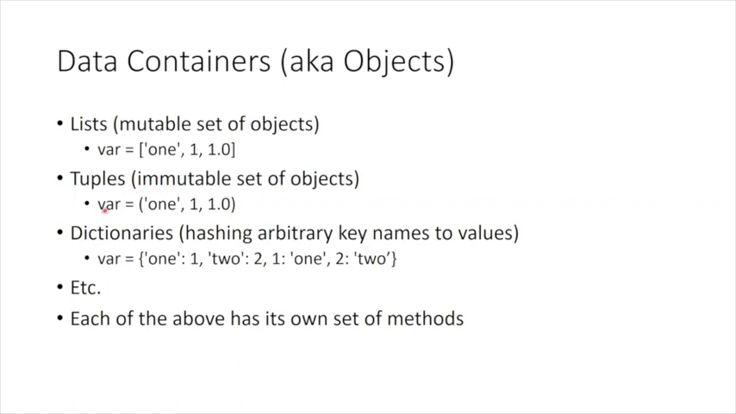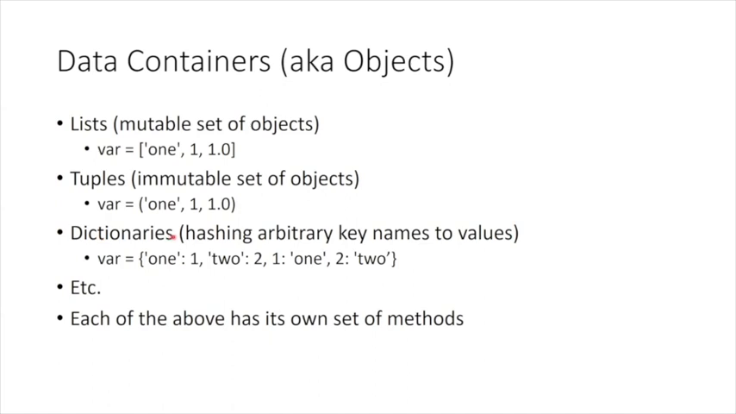A tuple is an immutable set of objects. Immutable meaning once you've set a tuple, you cannot change it without essentially just copying that tuple to a new location in memory and creating a new variable. Tuples can do essentially the same things as lists, but they're instantiated with parentheses.